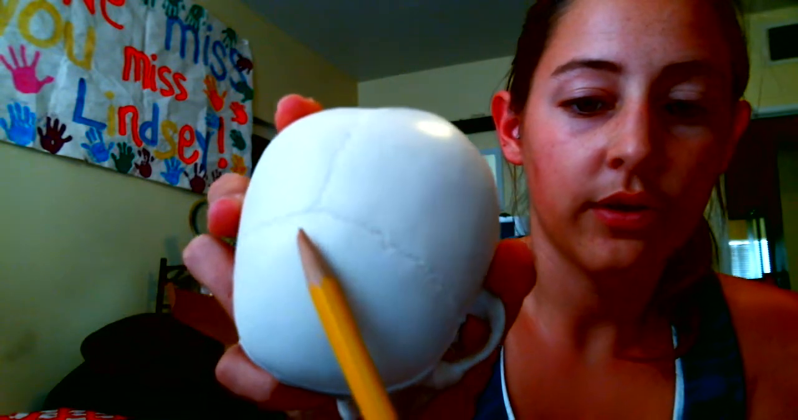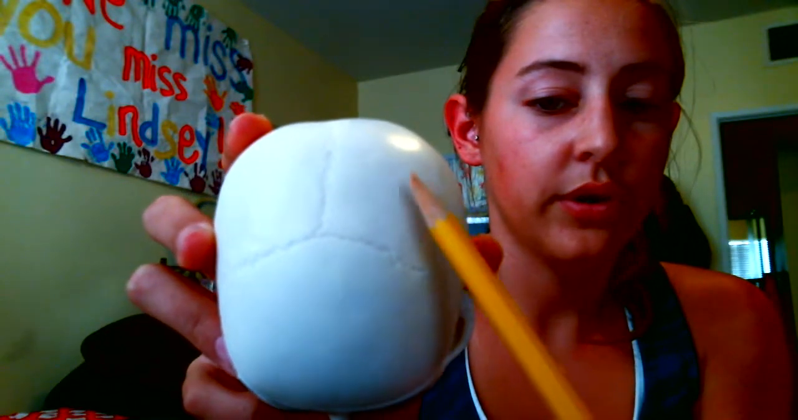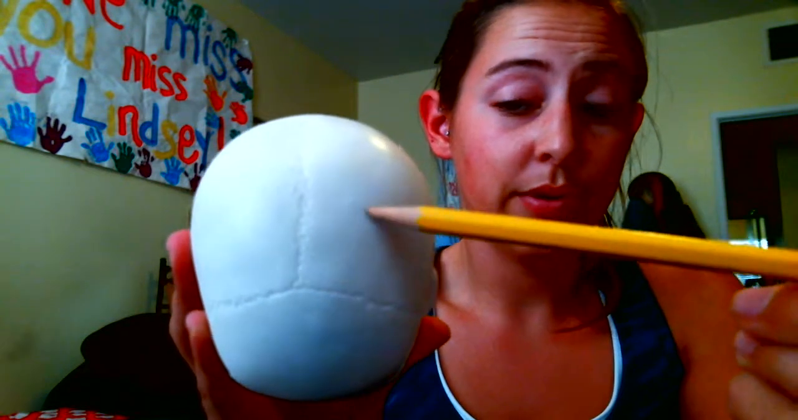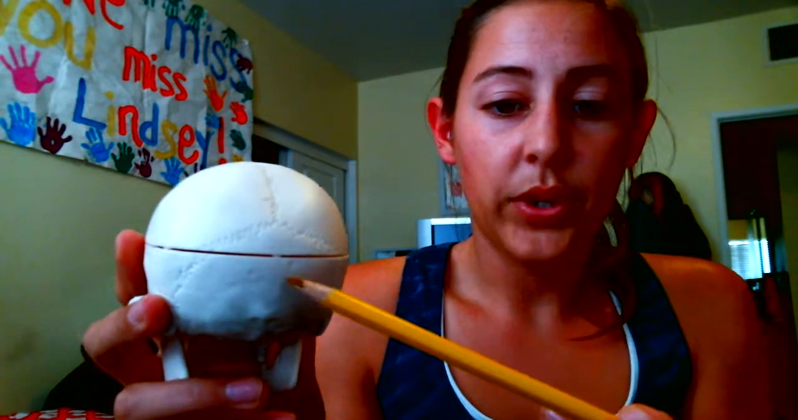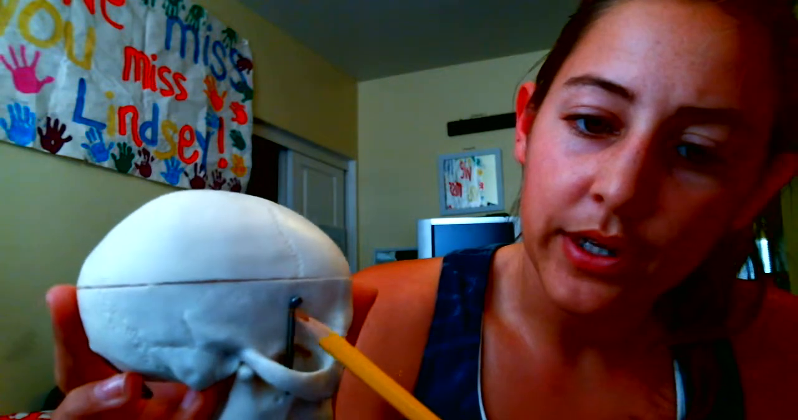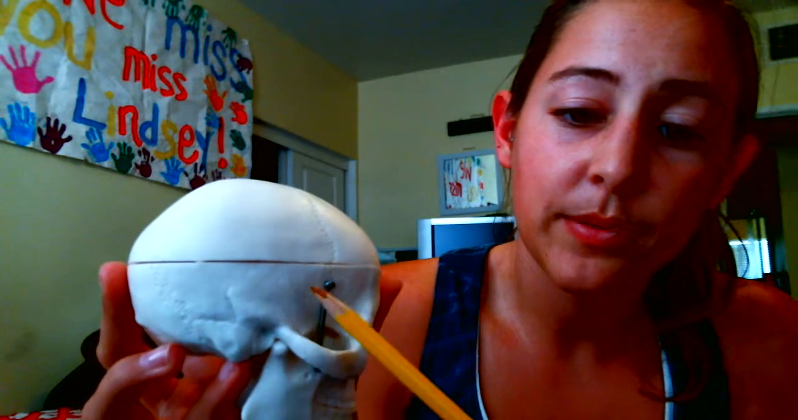Now we're going to look at the sutures of the skull. We have our coronal suture right there, between our frontal and our two parietal bones. We have our sagittal suture, between our two parietal bones. We have our lambdoid suture, between our two parietal bones and our occipital bone. And we have our squamous suture, which is kind of cut off here, but it would be right there, between our temporal bone and our parietal bone.